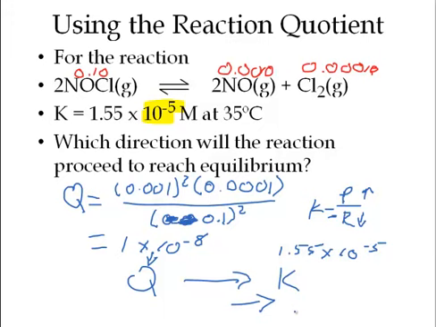All right, so that's how we use the reaction quotient. What we would get is a shifting this way. We'd make more products and less reactants to reach equilibrium. So there you go. Hopefully that makes a little sense. We'll definitely go over this stuff in class, and I will see you guys next time.